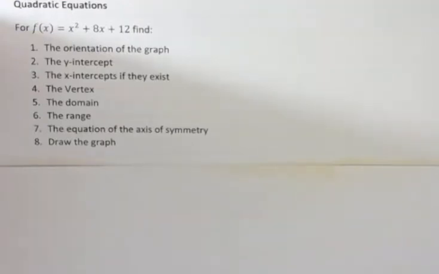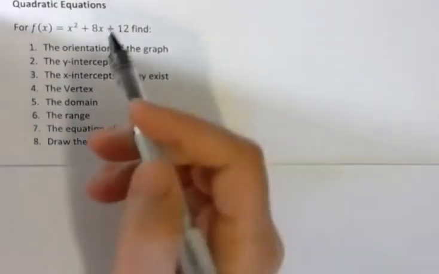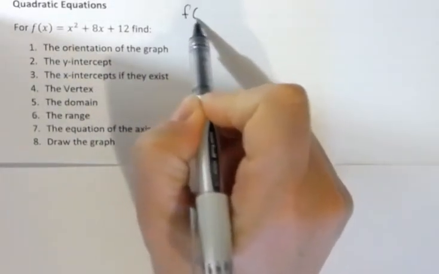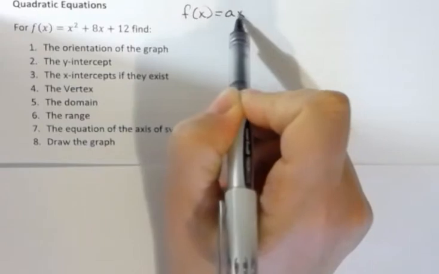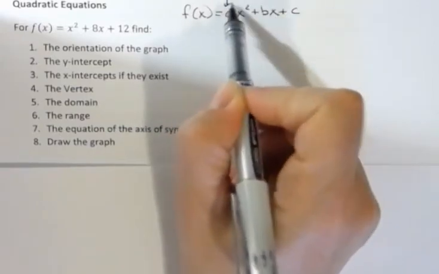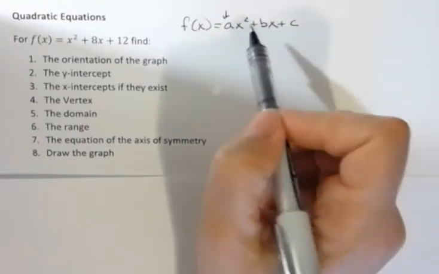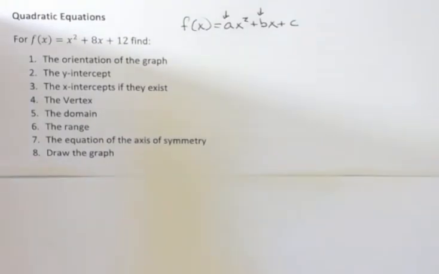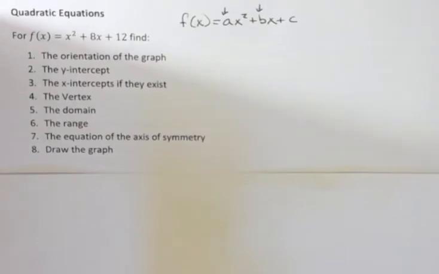So this graph is in what I would call standard form, and I want to find the orientation of the graph, which is, does the graph open up or down? And all I do for that is look at the a value. Now remember that this is ax squared plus bx plus c. So when I talk about a, I'm talking about the coefficient of the x squared term. And when I talk about b, I'm talking about the coefficient of the second term, which is the first degree term. I said that very confusing.